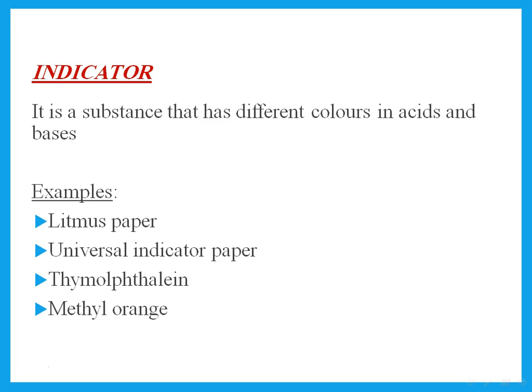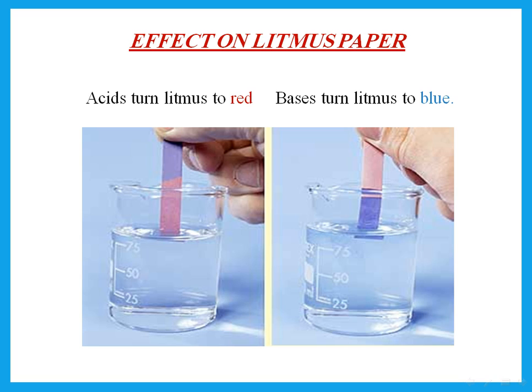Then, in order to determine if something is an acid or a base or determine the pH of a solution, I can use an indicator. An indicator is a substance that has different colors in acids and bases, or it's a substance that changes color in acids and bases. So the examples that we're going to talk about are litmus paper, universal indicator paper, thymolphthalein, and methyl orange.